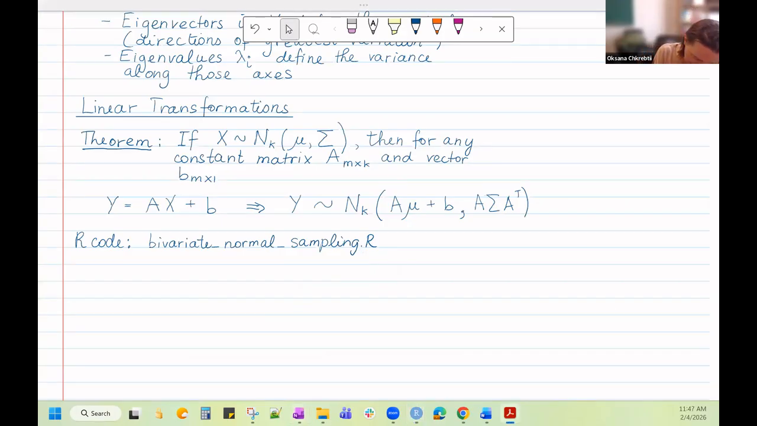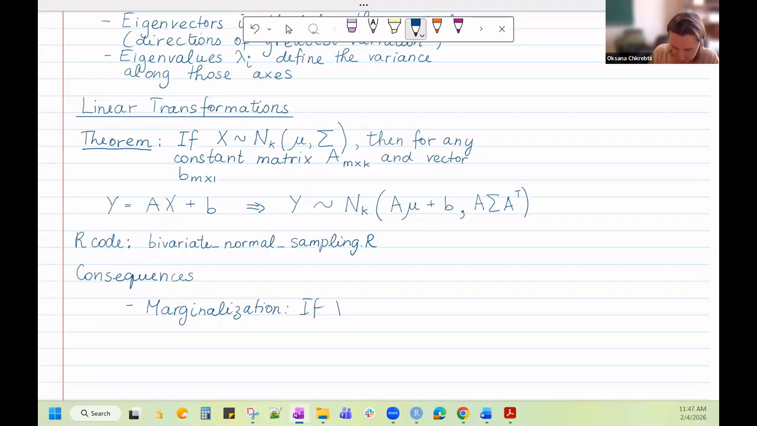All right, so the key consequences of this theorem, as I mentioned before, the first one is marginalization. So if X is multivariate normal, any subset of its components is also jointly multivariate normal.